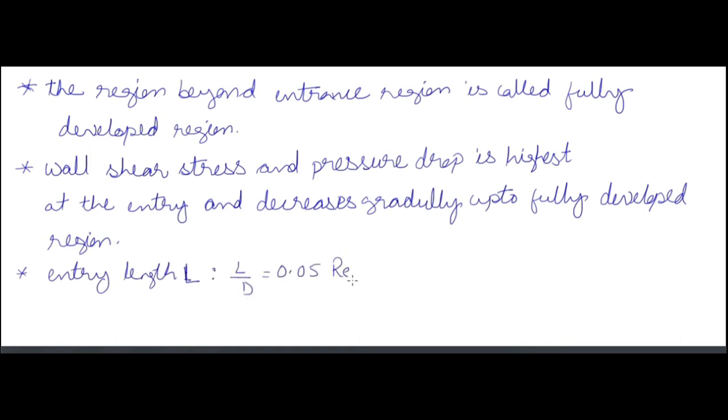Entry length L by D is equal to 0.05 times Reynolds number for laminar flow and is equal to 10 for turbulent flow. So this is the hydrodynamic entry length divided by diameter of the pipe D, equal to 0.05 times Reynolds number for laminar flow, and this ratio is equal to 10 for turbulent flow.